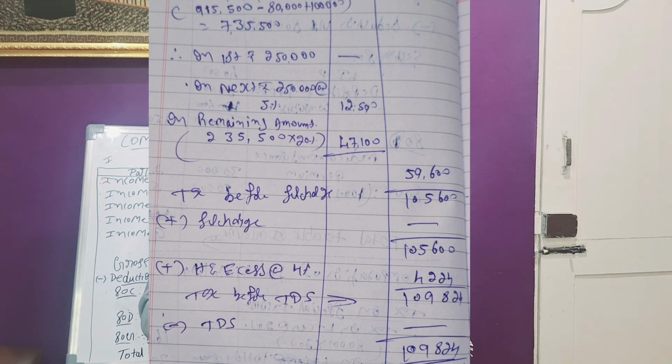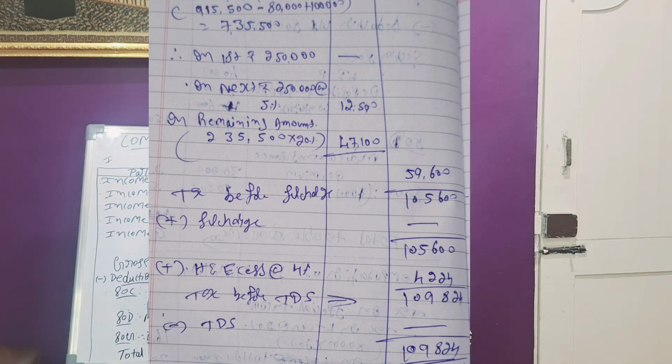On first rupees 2,50,000 nil. On next rupees 2,50,000 at 5%, 12,500. On the remaining amount, see, so far you have calculated tax on 2,50,000 plus 2,50,000, 5 lakh. So what is our balance amount? 7,35,500 minus 5 lakh, the remaining amount is 2,35,500 at 20%, 47,100. Make the total of all this. We are going to have 59,600.